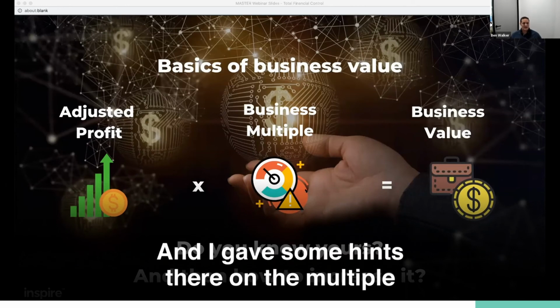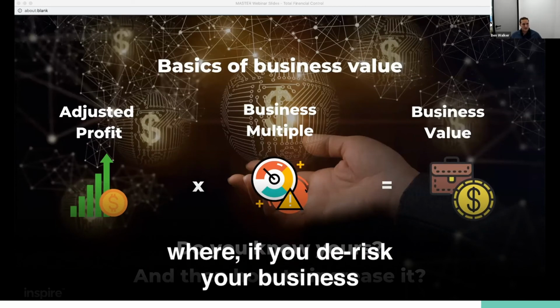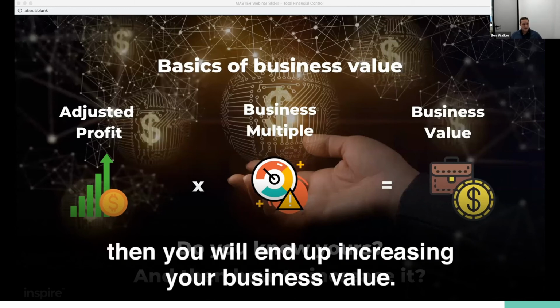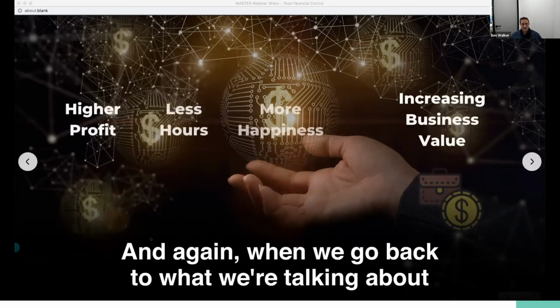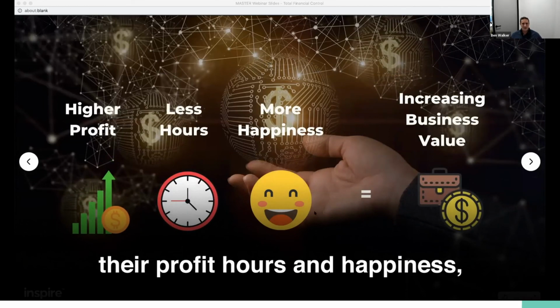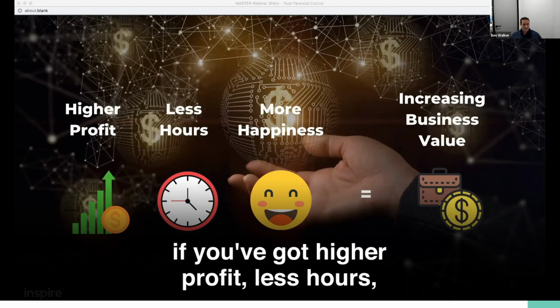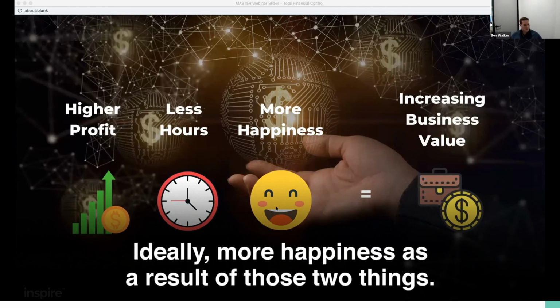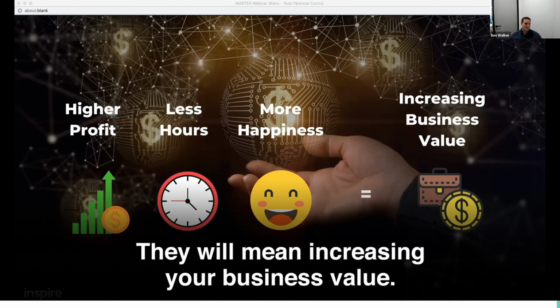And I gave some hints there on the multiple: if you de-risk your business or do things to reduce the risk, then you will end up increasing your business value. And again, we go back to what we're talking about there: profit, hours, and happiness. If you've got higher profit, less hours means less key person reliance. Ideally, more happiness as a result of those two things. They will mean increasing your business value.